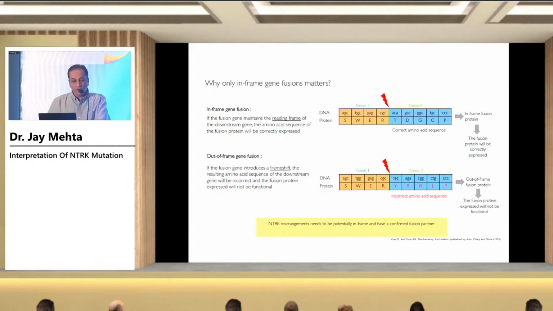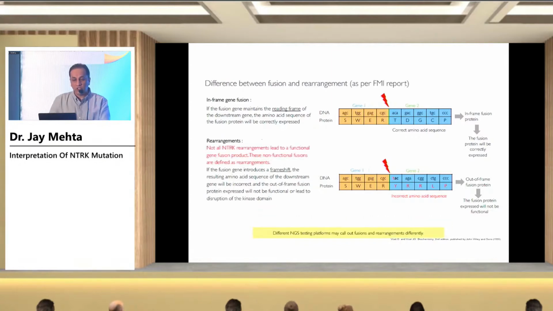If you have an out-of-frame gene fusion, there's a frame shift. The amino acid sequences go on changing, and it's not a productive protein which is being developed. Now, NTRK rearrangements need to be potentially in frame, with a confirmed fusion partner, to actually have that oncogenic potential. Not all NTRK rearrangements lead to a functional gene fusion product. These non-functional fusions are defined as rearrangements. So if you're going to act on it, you need to have an NTRK fusion and not an NTRK rearrangement.